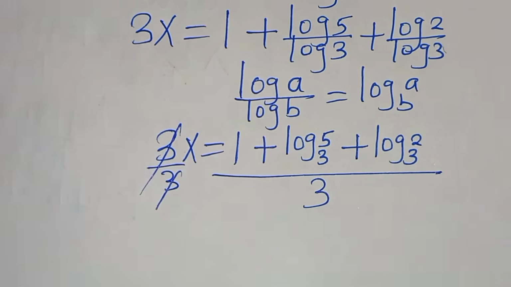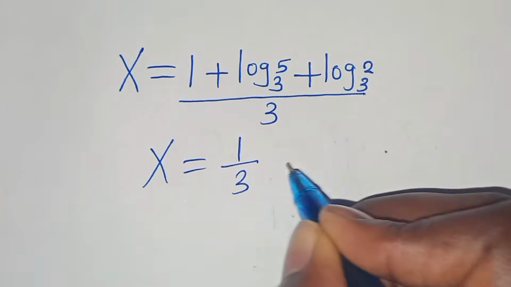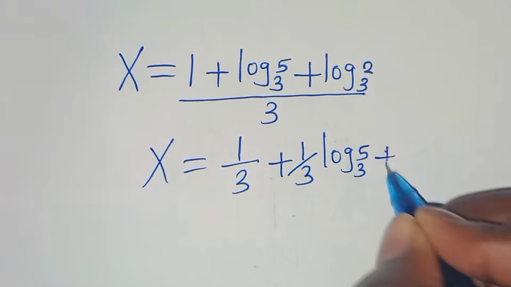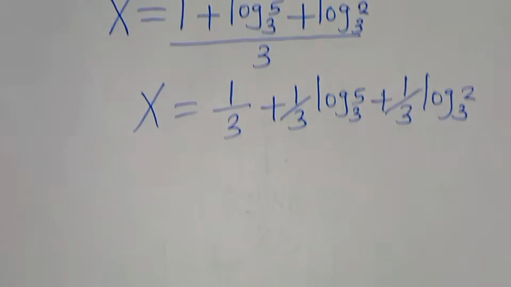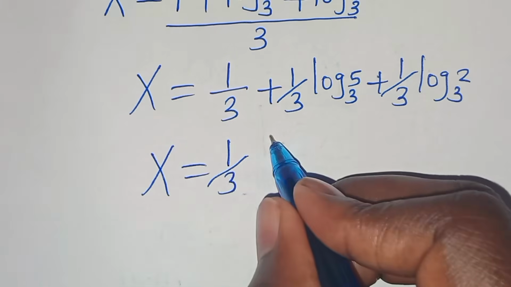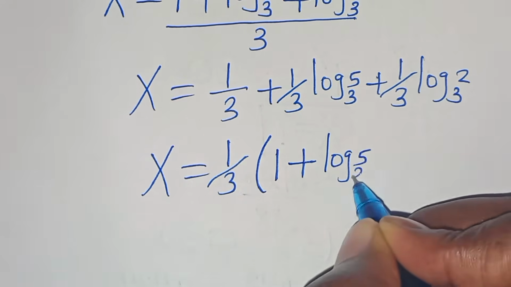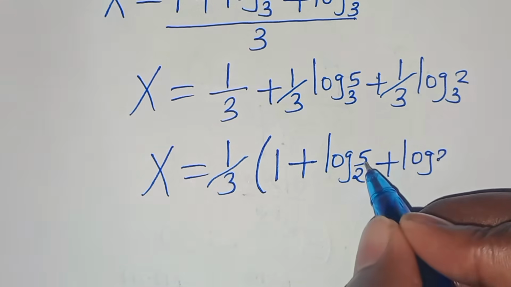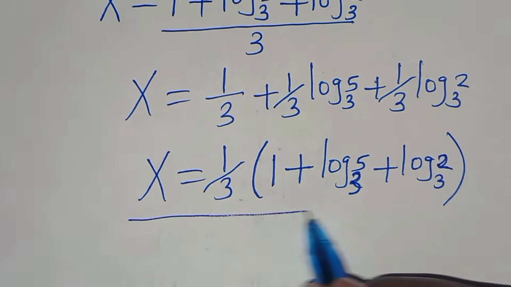So that now we have that x is equal to 1 over 3 plus 1 over 3 log 5 to base 3, plus 1 over 3 log 2 to base 3. But since a third is common here, we can factor out a third so that we have a third into the parentheses: 1 plus log 5 to base 3, plus log 2 to base 3. So this is the value of x.